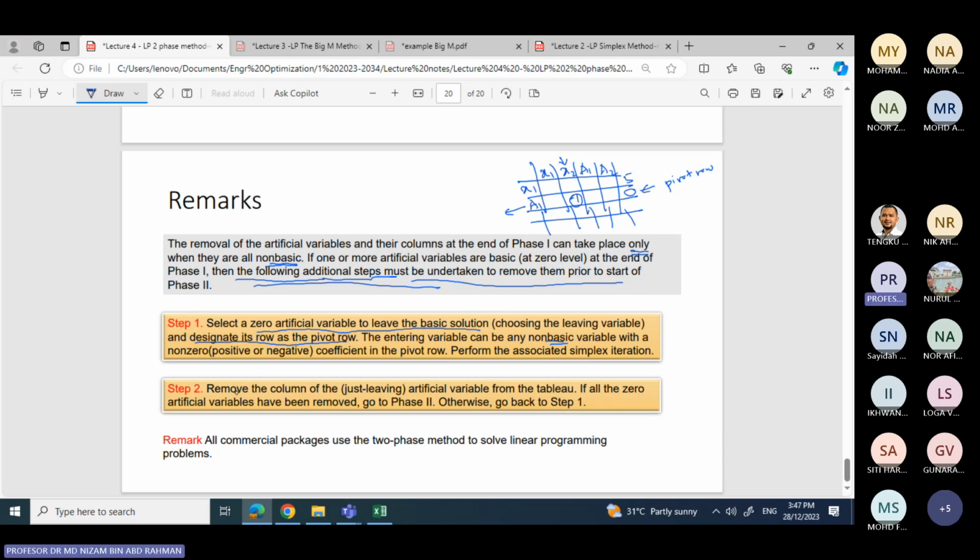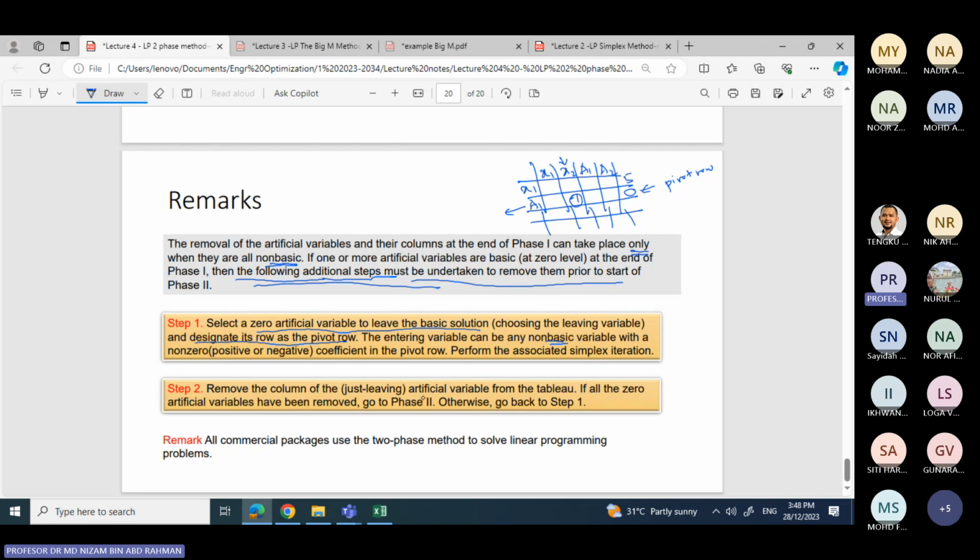Step 2, remove the column of the just leaving artificial variable from the table. If all the 0 artificial variables have been removed, go to phase 2. Otherwise, go back to step 1. Okay. So once you do that, then basically you need to remove the column of the just leaving artificial variable, meaning that for this one, A1, you remove this particular column, right? So A1 is no longer there.